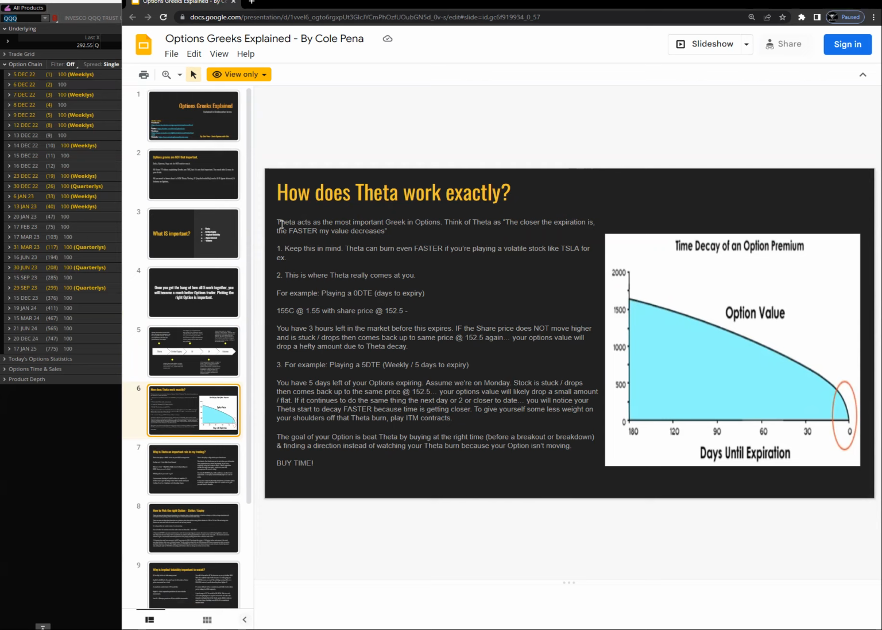Theta acts as the most important Greek in options. Think of theta as: the closer the expiration is, the faster my value decreases. My value is the premium. Number one, keep in mind, theta can burn faster if you're playing a volatile stock like Tesla, for example. It could be Tesla, it could be Amazon. It can also be SPX. SPX is really a good example, actually.